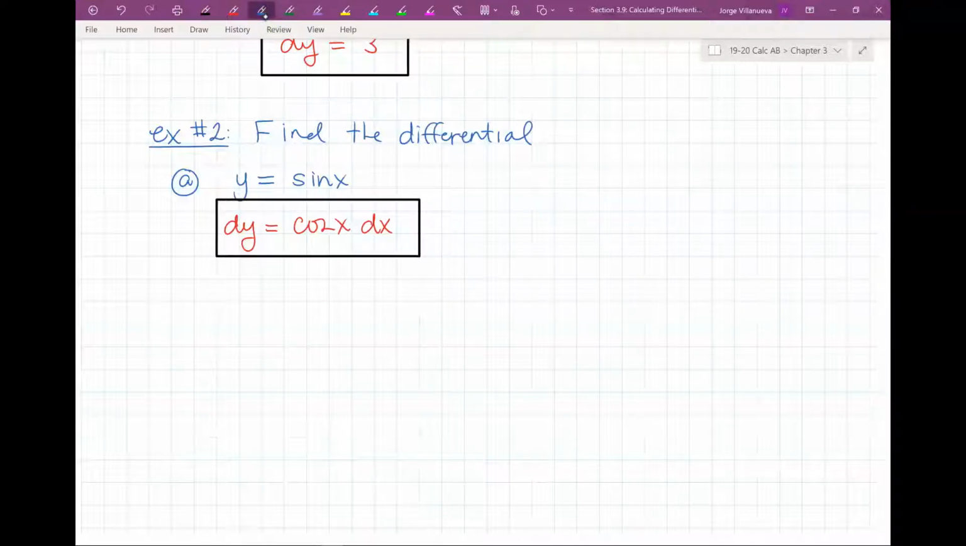Now, the rules still apply, as in, you could still use power rules and chain rules and product rules and stuff like that. So here's a product rule problem: x times cosine of x.